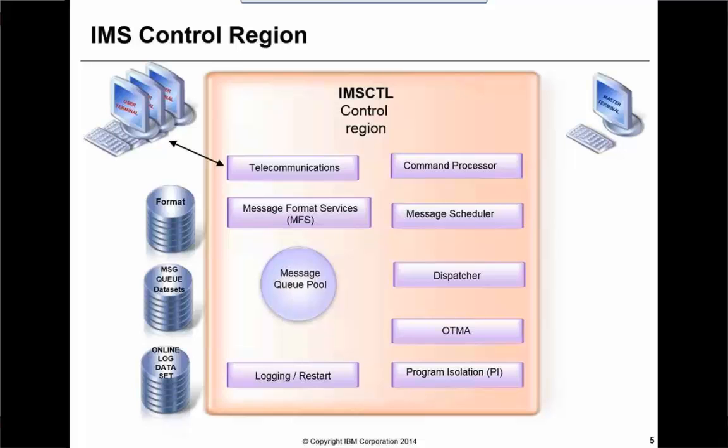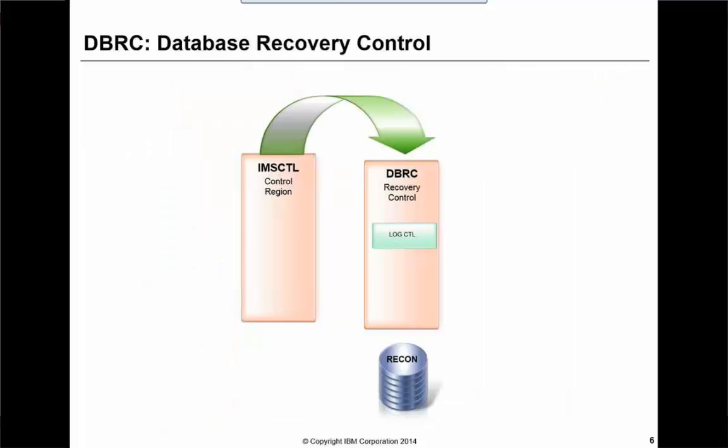When operations starts up IMS, this is the first address space that comes up, and it's called the IMS control region. It does some initialization, and then, onto the next page, the IMS control region will fire up another address space called DBRC. DBRC stands for Database Recovery and Control. That's what this address space basically does. It'll assist you in doing database recovery, and it'll also do some control functions that I'll talk about in just a minute.